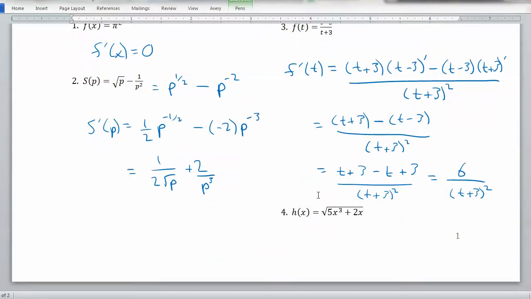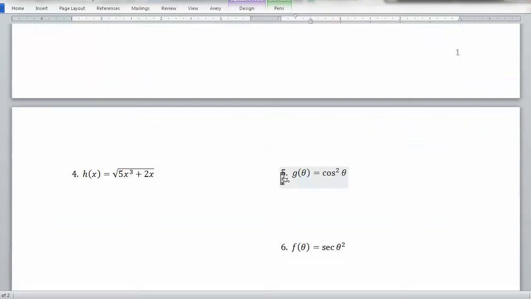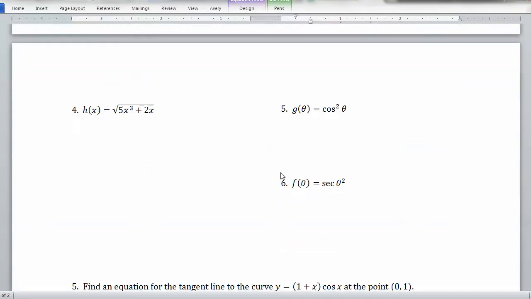Okay. And my problem 4 has migrated. Let me try and knock it back down. Okay, that should work.